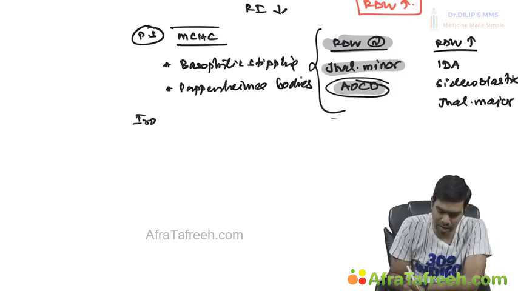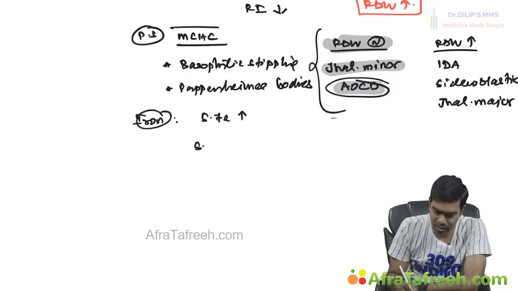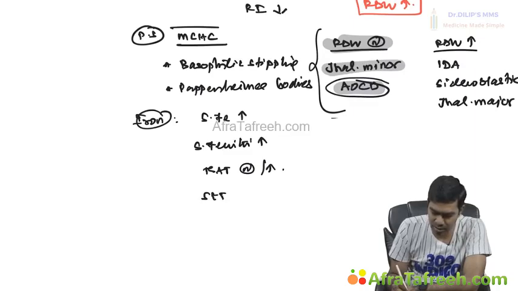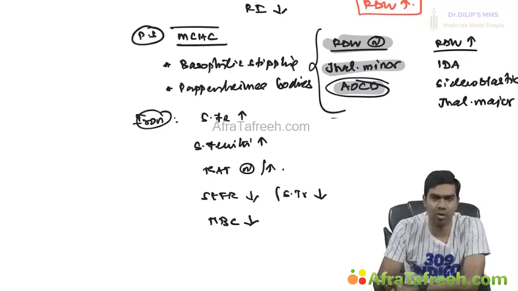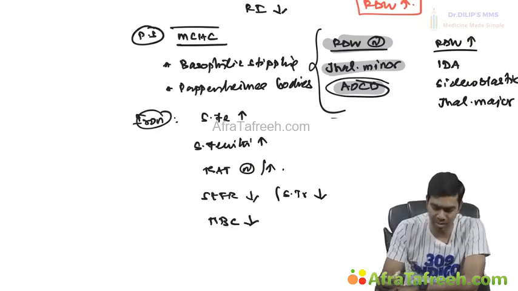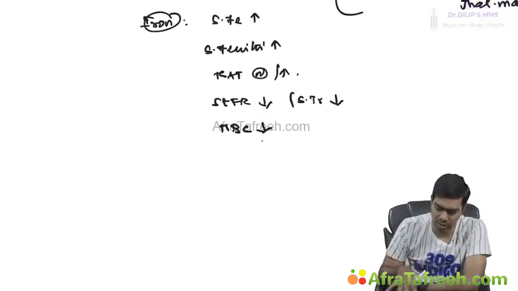Then if you ask me about the iron indices, definitely your serum iron will be increased, your serum ferritin will be increased, TSAT may be normal or increased, your serum soluble transferrin receptor will be decreased, and your serum transferrin will be decreased. So because of that, TIBC also will be decreased. It is like an iron overload state only. Simple, as simple as that. So all these things are going to happen.